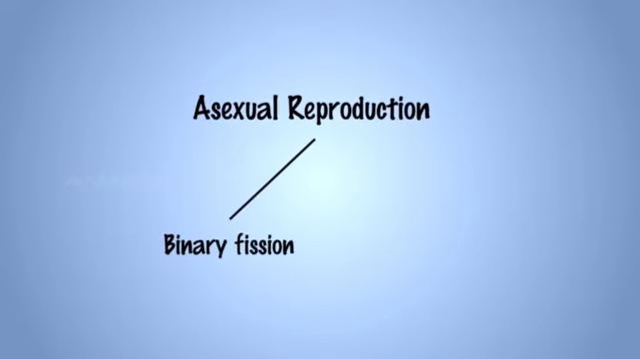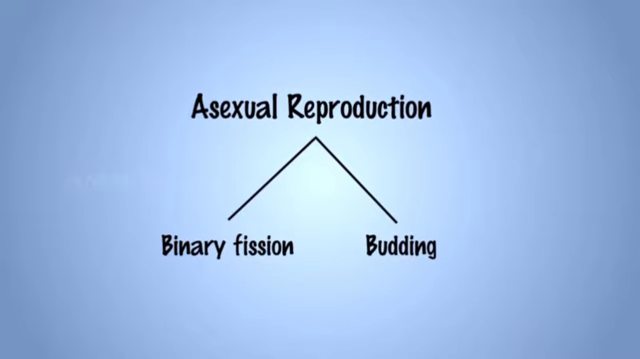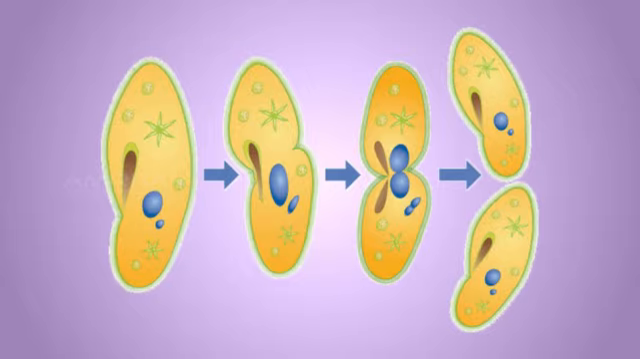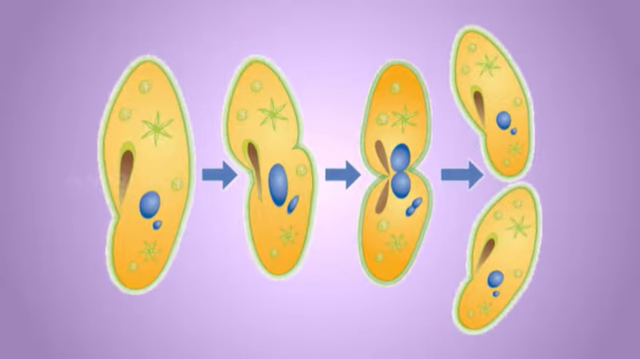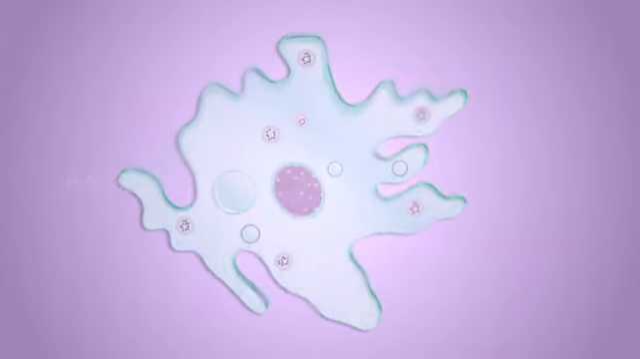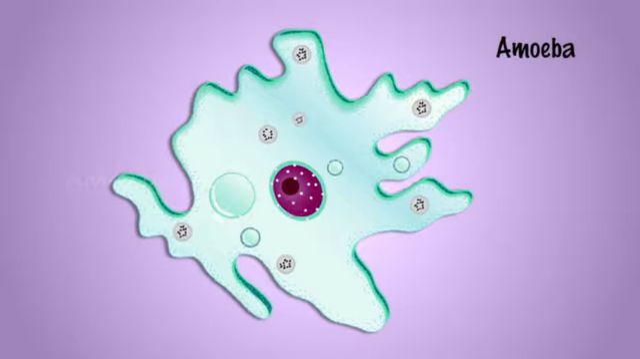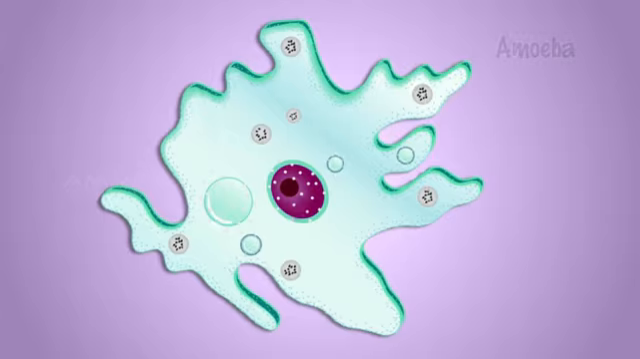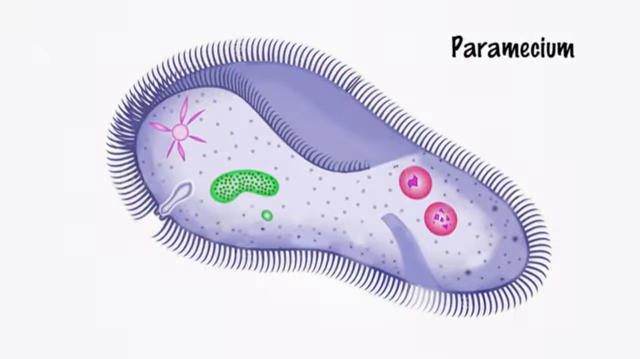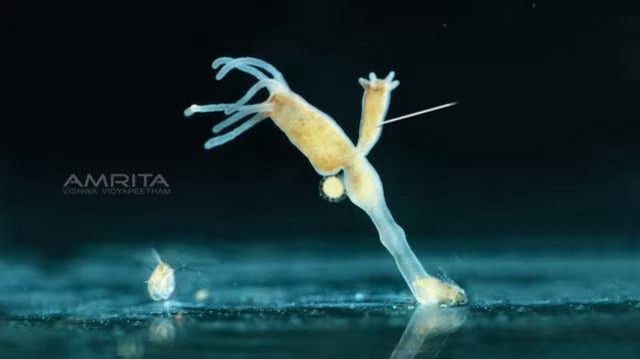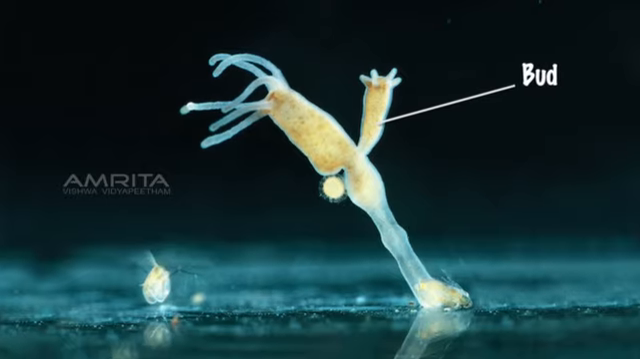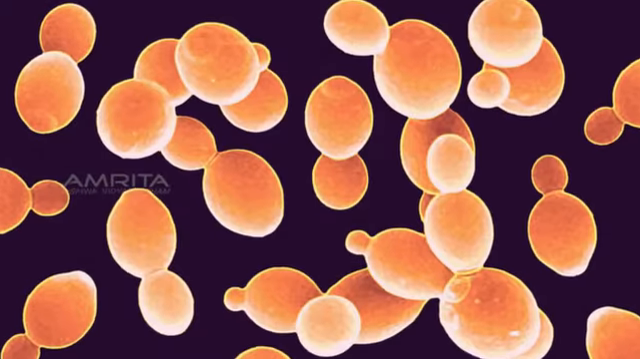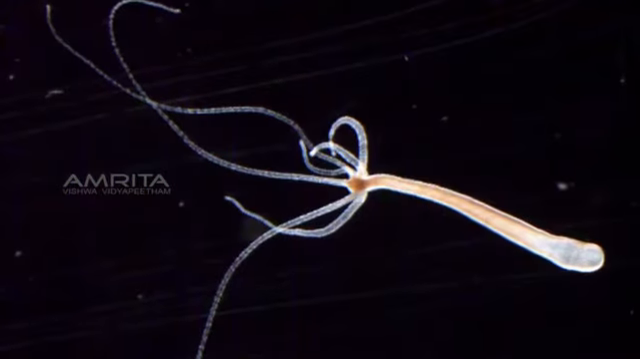Binary fission and budding are two common methods of asexual reproduction. In binary fission, two organisms are formed from a single parent. This mode of asexual reproduction is found in unicellular organisms such as amoeba and paramecium. In budding, an offspring develops from an outgrowth or bud on the parent organism. Budding is found in yeast and hydra.